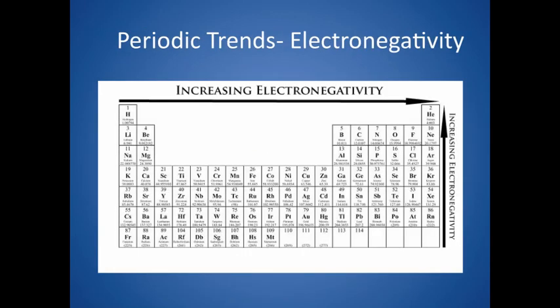So again, here's the trend in a little bit more clean format. It increases going this way from left to right, and then it also increases going up a group. Again, the trend tends to omit noble gases because they don't have much of a pull for electrons in a compound.